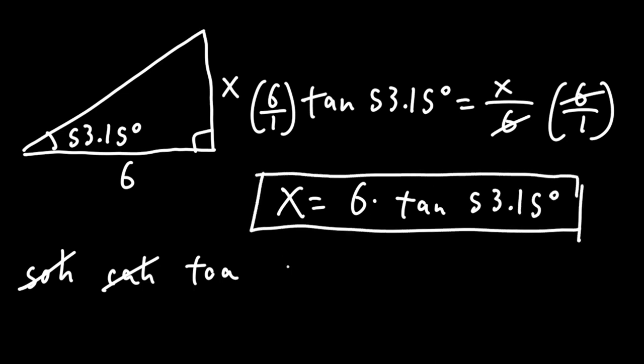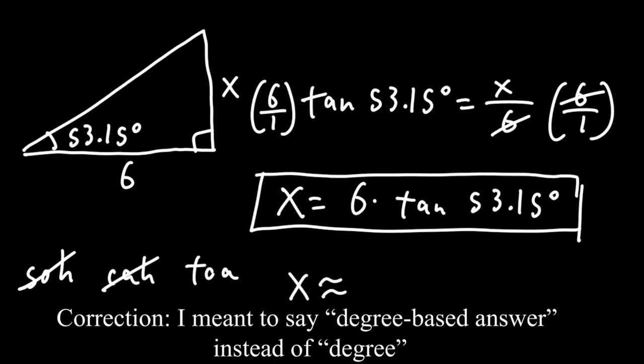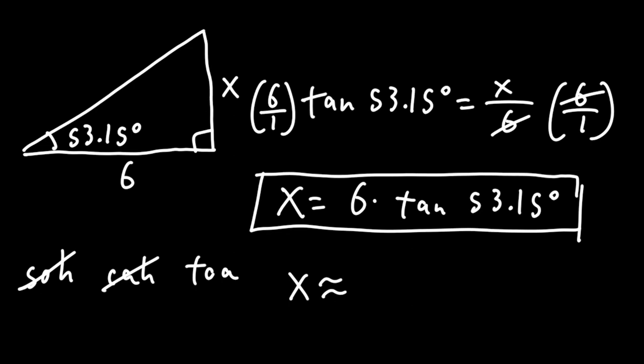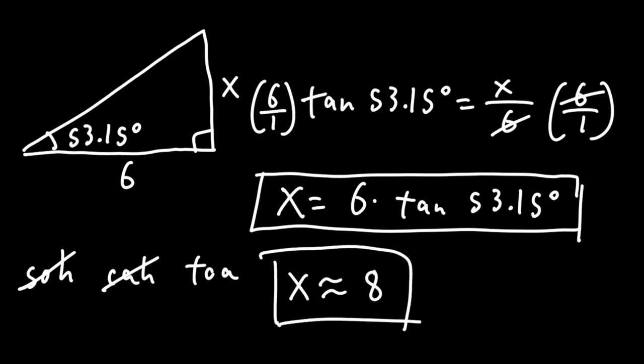However, if your teacher wants an approximate decimal answer, what you want to do is pull out your calculator. Make sure to set your calculator to degree mode, because in radian mode it won't work. If you do 6 times tangent of 53.15 degrees, you get approximately 8. So that's our answer. Let's try one more problem.